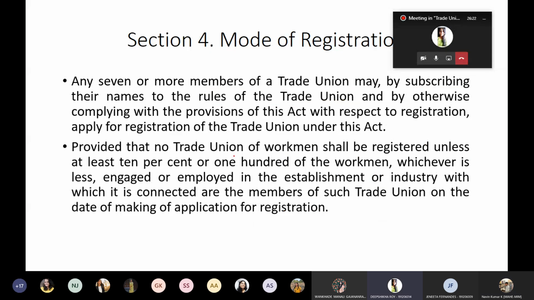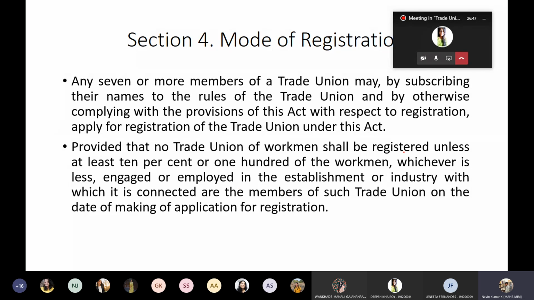Provided that no trade union of workmen shall be registered unless at least 10% or 100 of the workmen, whichever is less, engaged or employed in the establishment or industry with which it is connected are the members of such trade union on the date of making of application for the registration. Recently, this particular provision was added to Section 4.